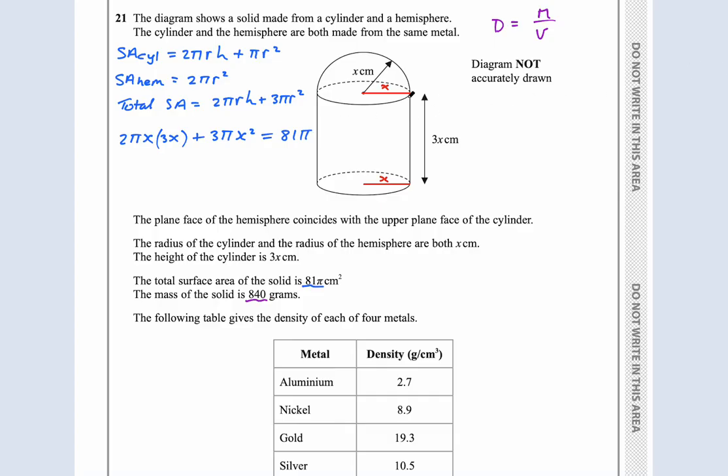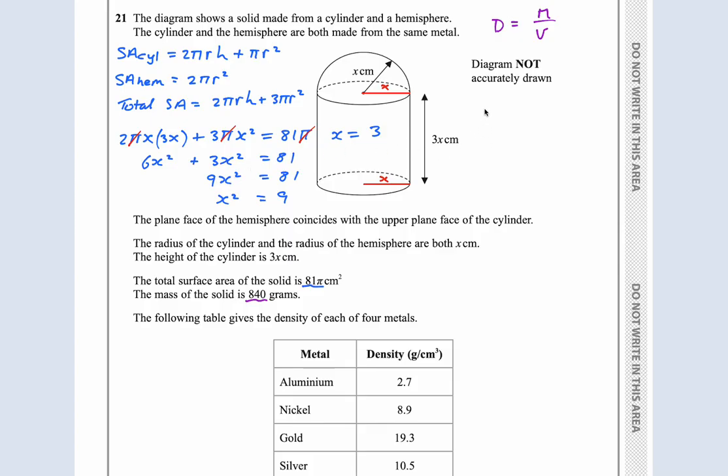Now, nicely, one thing I can do, guys, is divide everything by pi. So the pi disappears. And now I'm left with 6x squared plus 3x squared equals 81. 6 plus 3 is 9x squared equals 81. x squared is equal to 9. So x is equal to 3, the square root of 9. Okay, so now we have x equals 3. Great. Next thing I need is to find the volume.